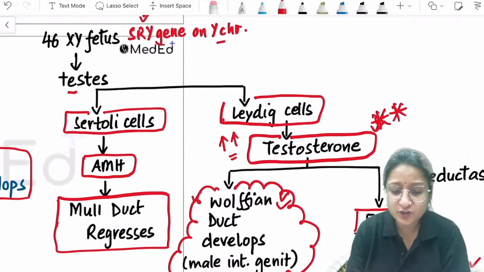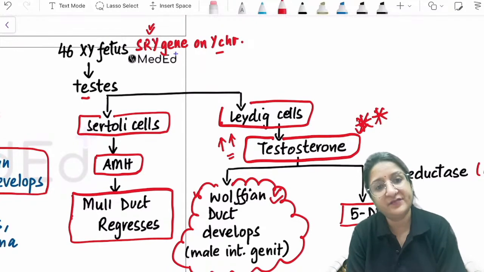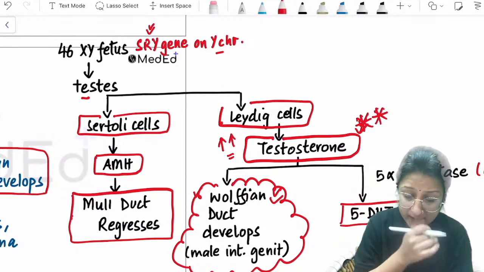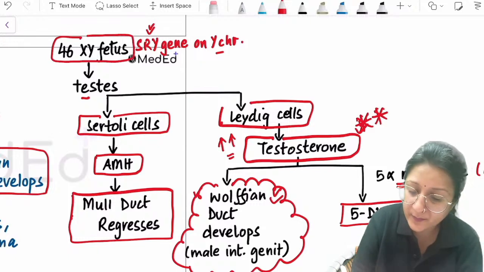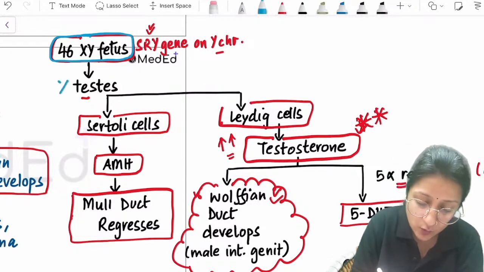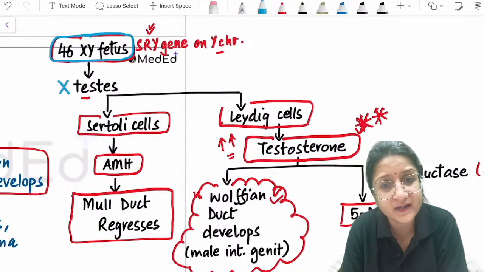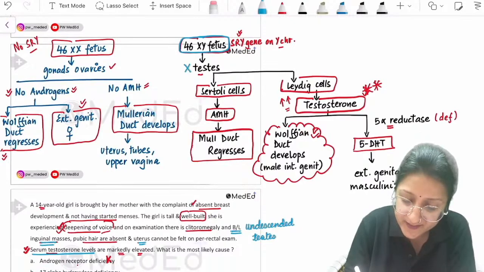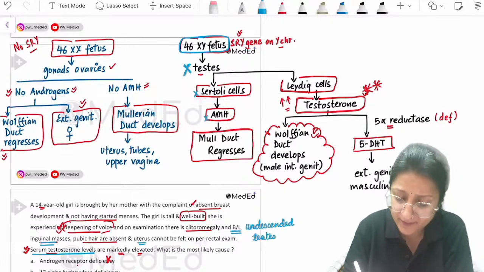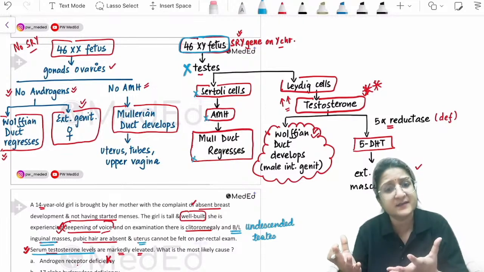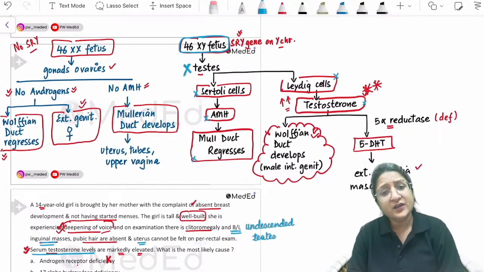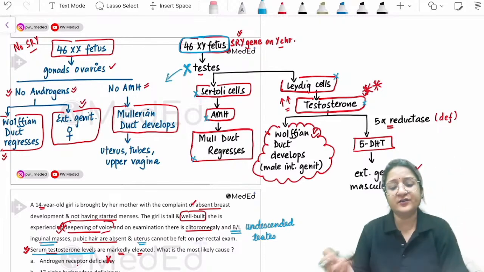So let's talk about disorders of the 46XY fetus. Okay, this is the most hot topic. Most of your questions are probably going to be formed in the near future from this aspect only. So when we have a genetic male fetus, coming back to this chart, what could go wrong? What could go wrong is that the testes don't develop. If the testes don't develop, what happens? Sertoli cells don't develop, AMH doesn't develop, and the Mullerian duct does not regress. Leydig cells don't develop, testosterone does not happen, right? So what happens instead? No androgens, no AMH.